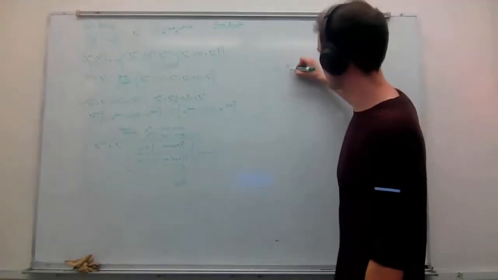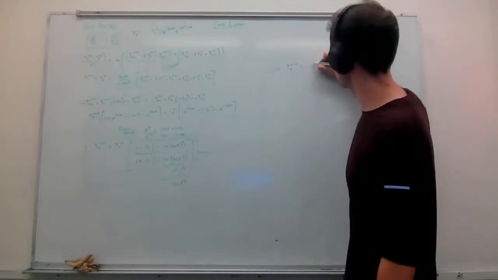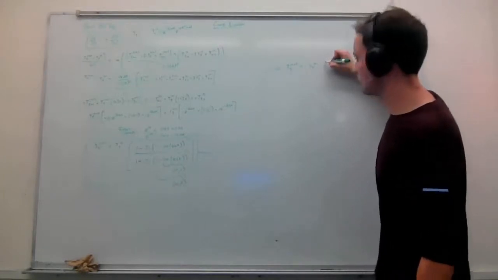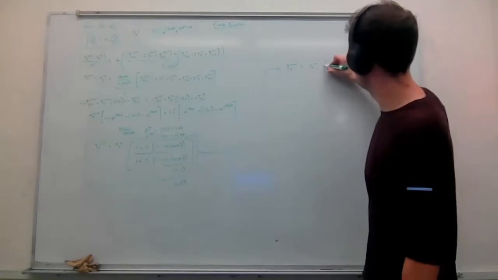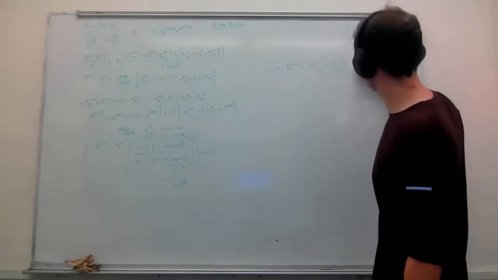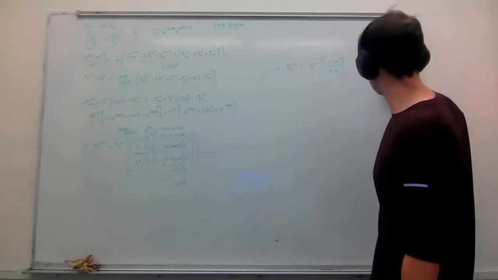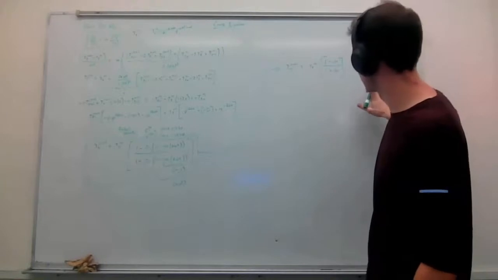So we can rewrite this as t sub j to the n plus 1 is equal to t sub j to the n times the quantity 1 minus m over 1 plus m, where m is a positive number, such that m is greater than 0.